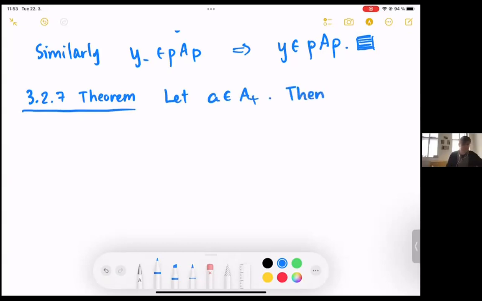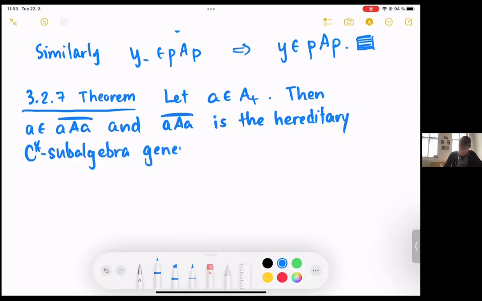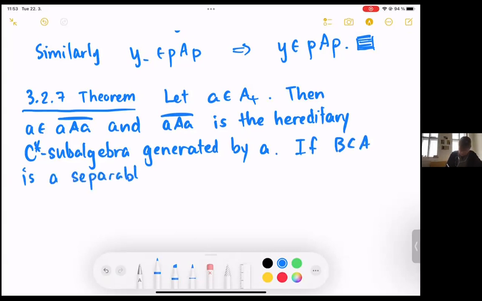So if we take any positive element A, then we can find ourselves a hereditary subalgebra, first of all, by taking the closure of A times the algebra times A. This is going to be the hereditary C-star subalgebra generated by A. And if B is any separable hereditary C-star subalgebra, then it's always of this form.